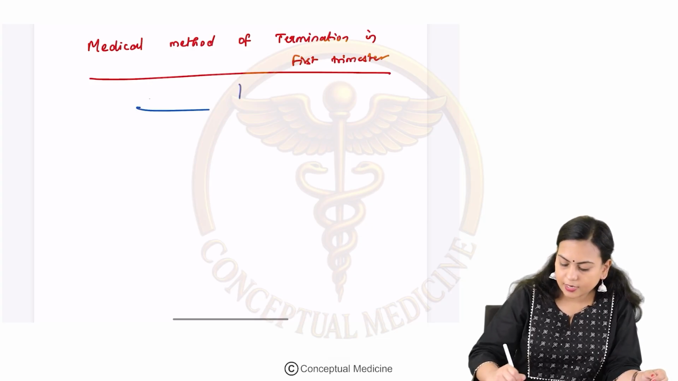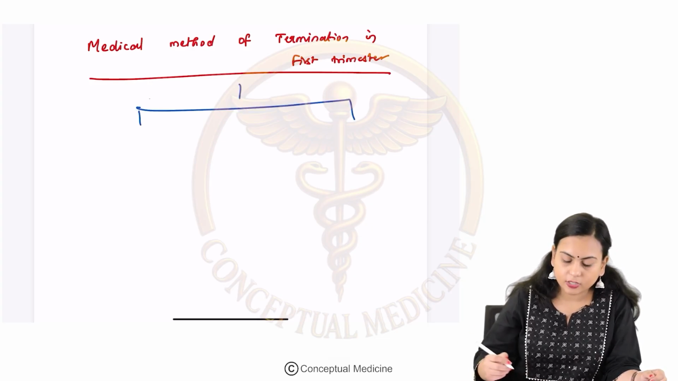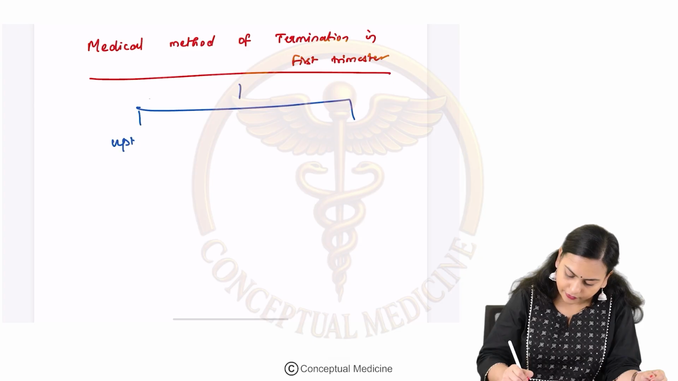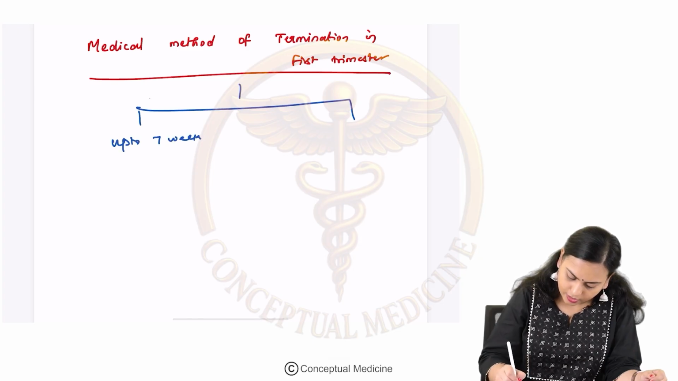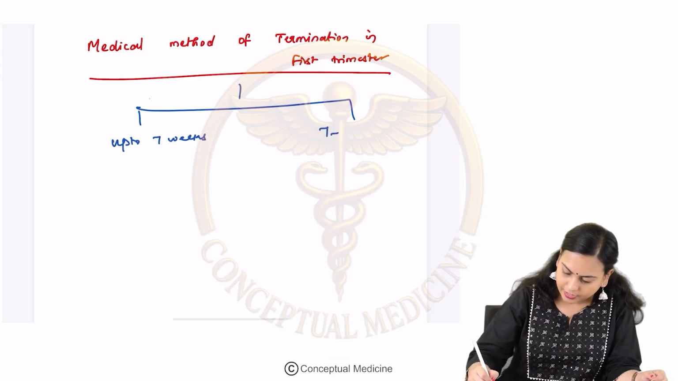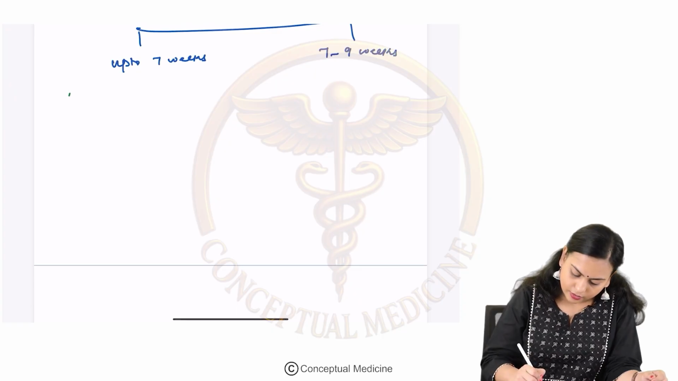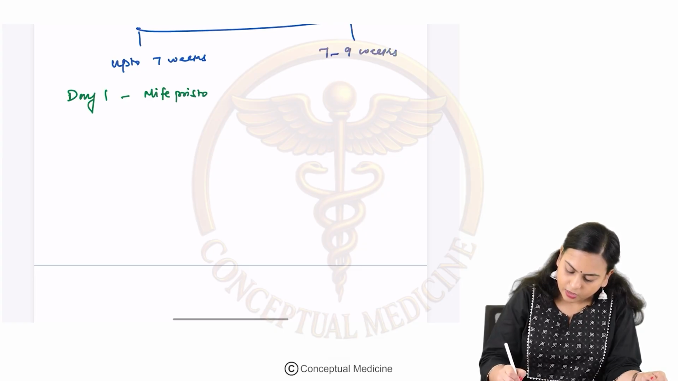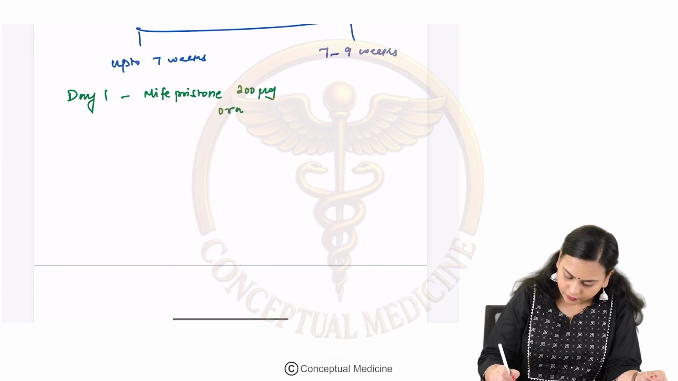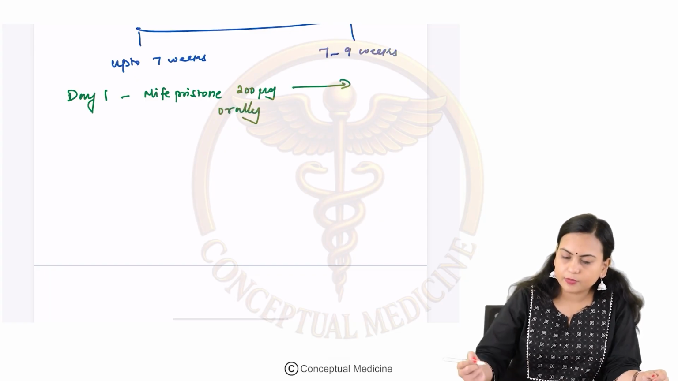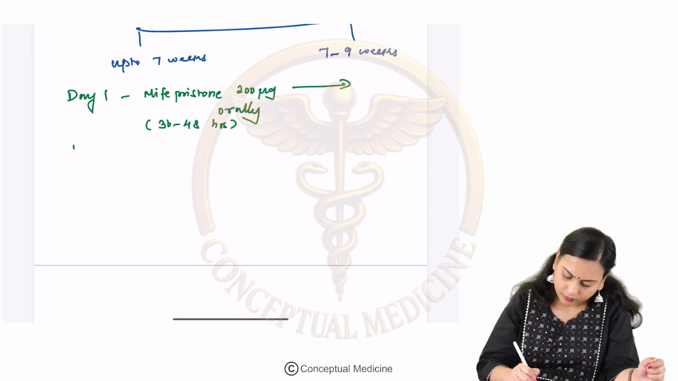Now this can be classified according to the gestational age again. So up to 7 weeks, and then from 7 to 9 weeks. We'll be using Mifepristone on day 1 at a dose of 200 microgram orally. So this is similar in both the cases.